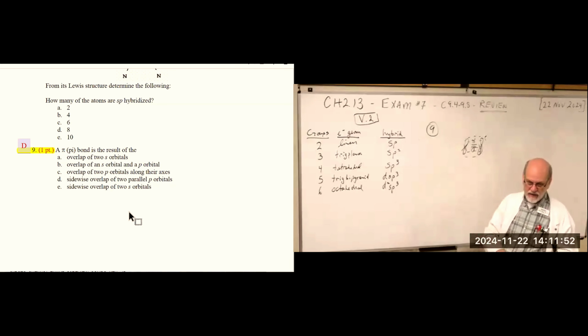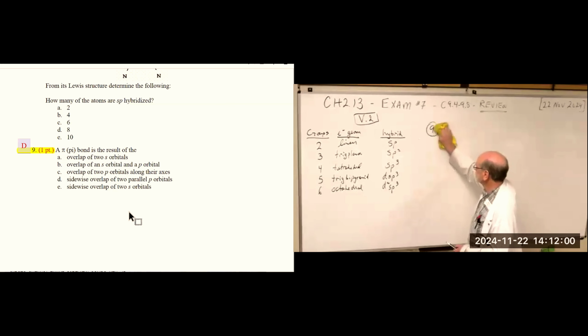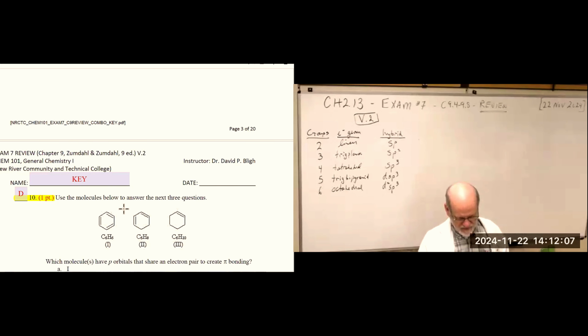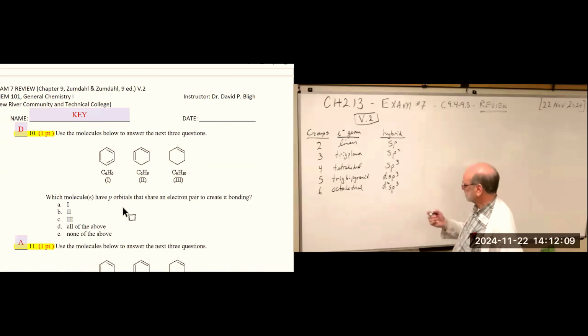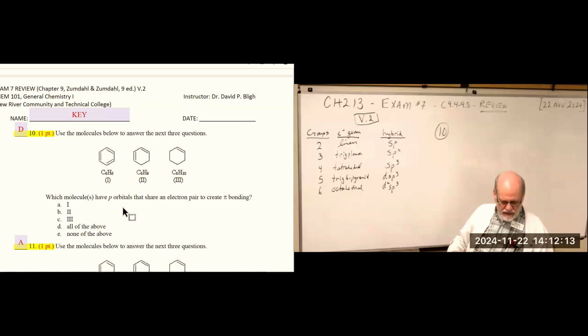That explains the pi bond in the localized electron model, or the valence bond theory, and the model comes under that. How about 10? Use these molecules to answer the next questions.